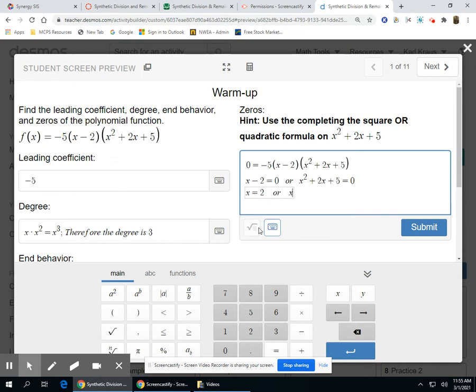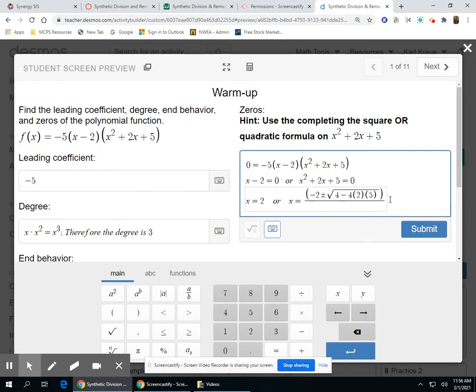Or plugging in the quadratic formula, x equals -2 plus or minus the square root of 4 minus 4 times 2 times 5, divided by 2.